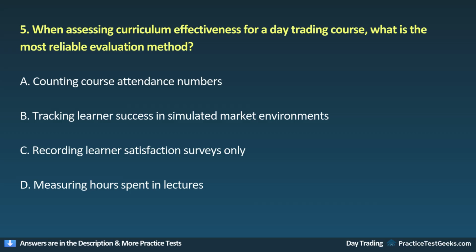5. When assessing curriculum effectiveness for a day trading course, what is the most reliable evaluation method? A. Counting course attendance numbers. E. Tracking learner success in simulated market environments. C. Recording learner satisfaction surveys only. D. Measuring hours spent in lectures.